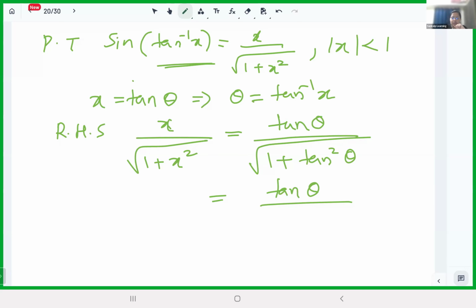So this will become root of sec square theta. And what is the root value? Tan theta by sec theta. Now we have to solve this part.